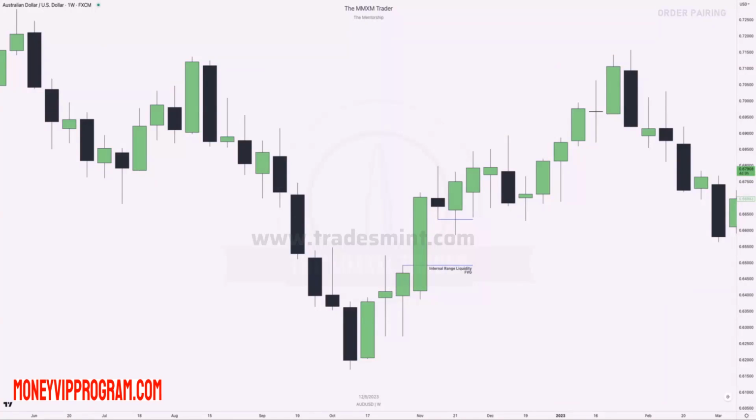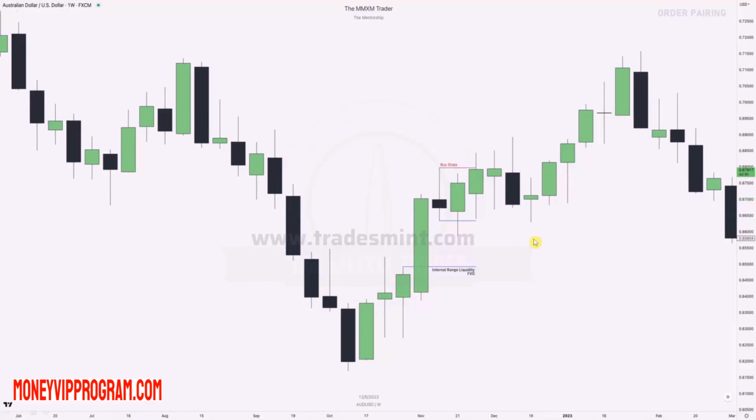So we've got this Australian dollar, US dollar weekly chart. Again, internal range liquidity. Where do we want to go? Once we hit that internal range liquidity, we want to go to external range liquidity, right? Where are the buy stops resting? We've got this engineered high over here.